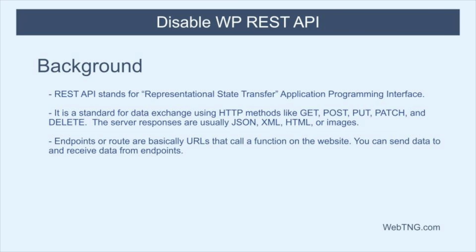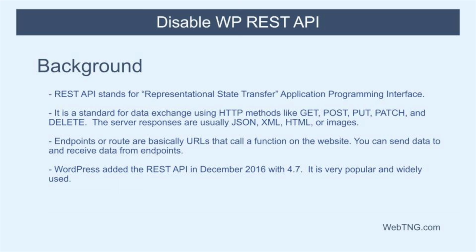And there's something called endpoints or routes. And what those are basically are URLs that are used to call a function on the website. And you can pass data to those URLs using variables, for example, in a URL or in a post. So it's quite powerful and popular, and it's used extensively in WordPress. The REST API was added to WordPress about 10 years ago.